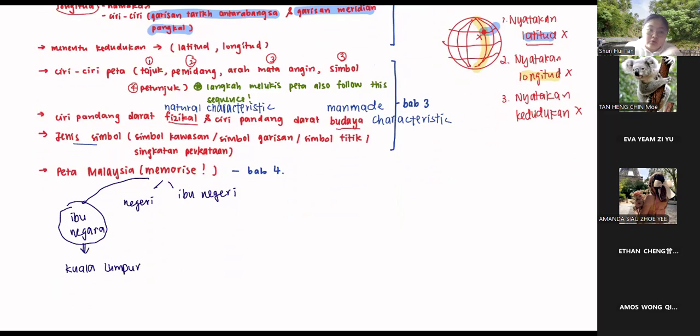But what if the question is not using ibu negara? They ask you pusat pentadbiran. Kerajaan Persekutuan, or pusat pentadbiran Persekutuan: Putrajaya.